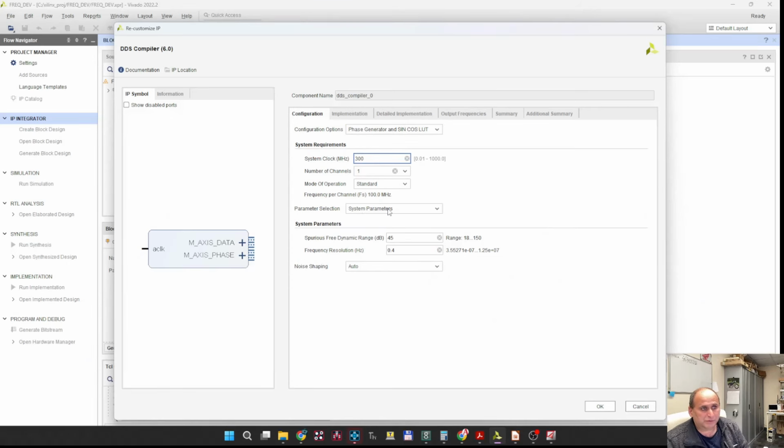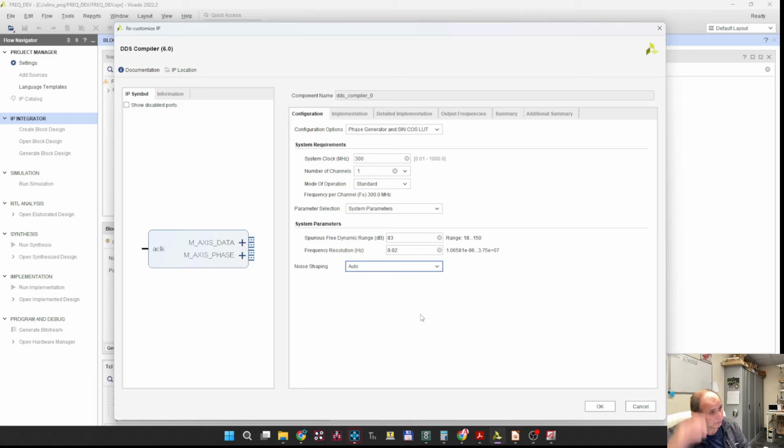We stay with system parameters. You can actually go here, hardware parameters or system. We'll say system. I know that 14 bits of output will give us 83 dB spurious free dynamic range. And I choose a frequency resolution of 0.2 hertz. So it's a fraction of a hertz, right?